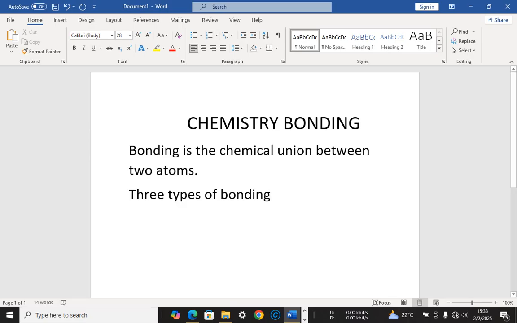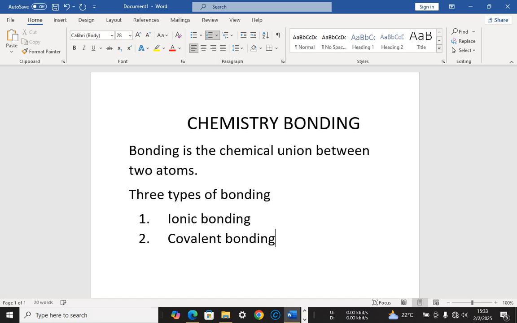These are ionic bonding, covalent bonding, and for the last one it will be metallic bonding.